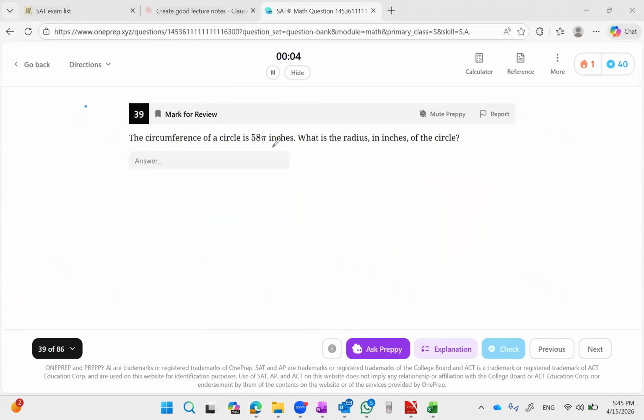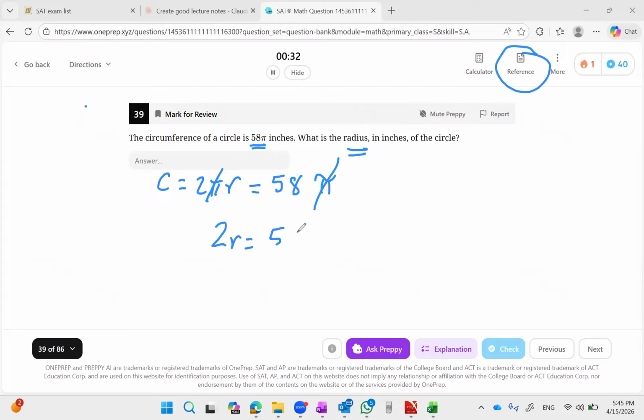It says that the circumference of a circle is 58 pi. What is the radius? What is the circumference of the circle? I can go to the reference: 2 pi r. So I can say that 2 pi r is equal to 58 pi. I cancel pi. So 2r is equal to 58. Divide both sides by 2. Nice. 29. So the length of the radius is equal to 29.